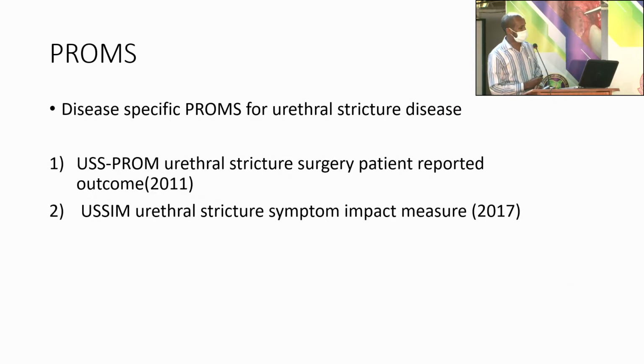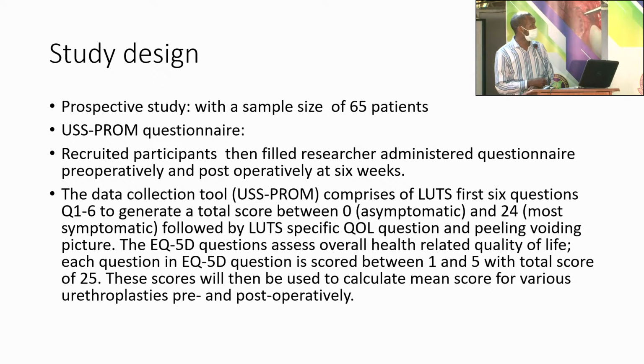Then came, in 2011 and 2017, the first questionnaire that was developed by Jackson et al., what we call USS-PROM, urethral stricture surgery patient-reported outcome measures. This is one of the questionnaires that's disease-specific. The other questionnaire was USIM, which was developed by Brea et al. in 2017, urethral stricture symptom impact measures. And therefore, we did a study. That was a prospective study. We had a sample size of 65, and we used the Jackson et al. 2011 USS-PROM questionnaire, and we filled the questionnaire preoperatively and 6 weeks postoperatively.